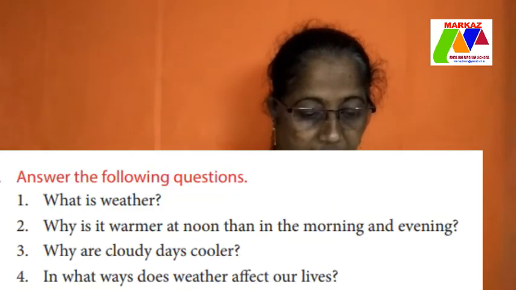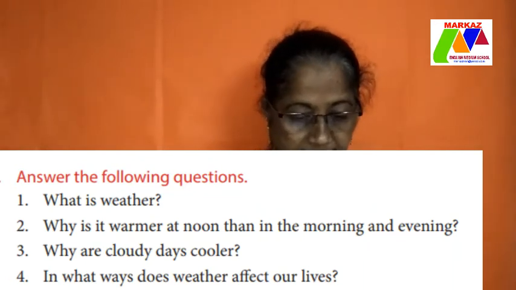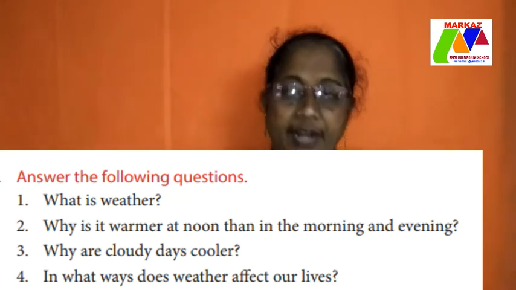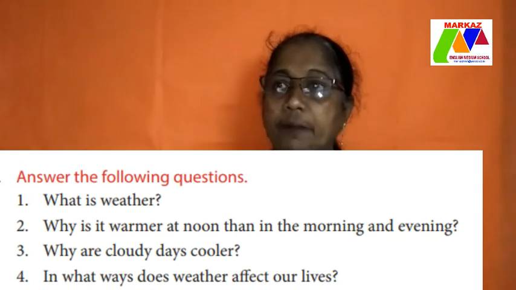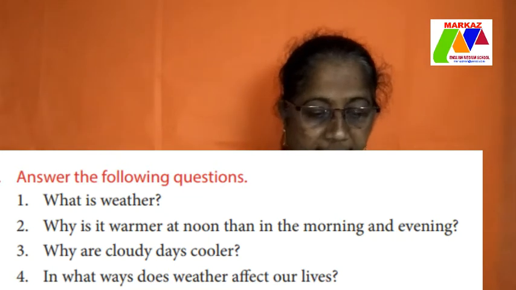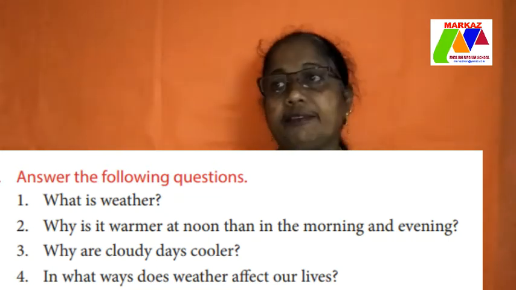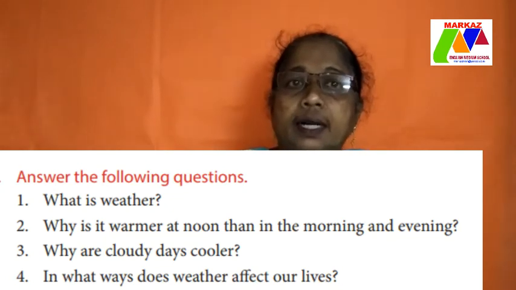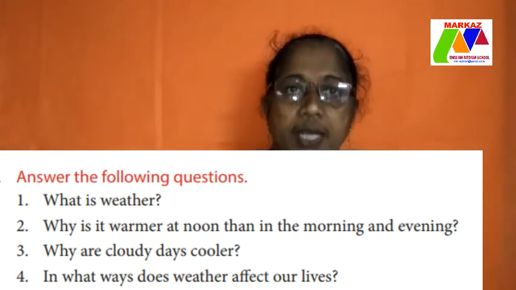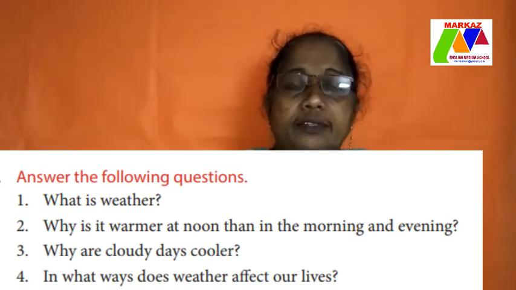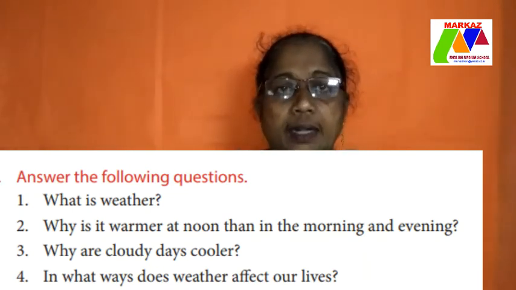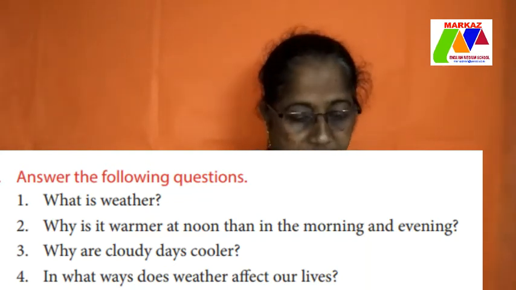What is a weather? Now the weather, as I told you, it is about the change in temperature, rainfall and wind in a particular area or a particular place. That is known as weather. Why is it warmer at noon than in the morning and evening? Now in the morning and evening, the earth receives the slanting rays of the sun, whereas in the afternoon, the sun is directly overhead and it receives the direct rays of the sun. So the mornings and evenings are cooler than the afternoons.